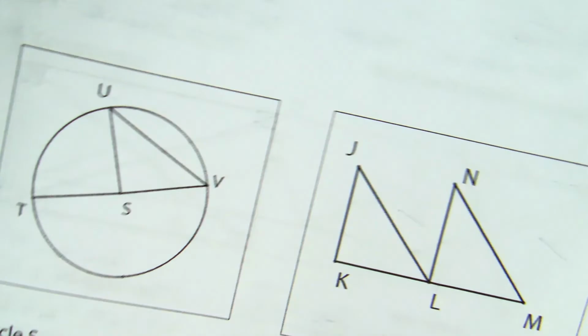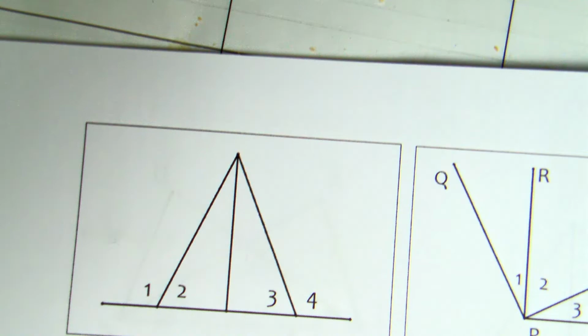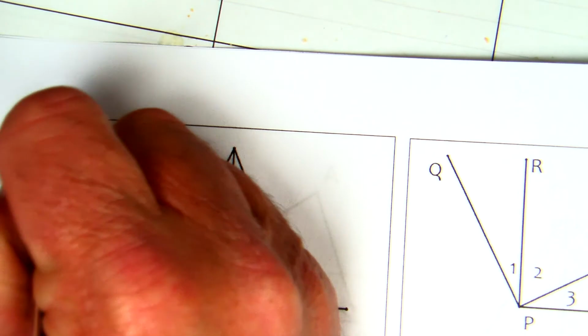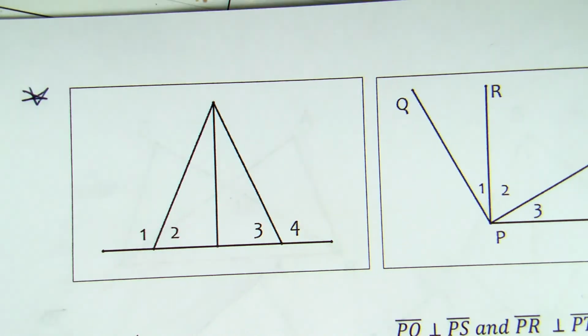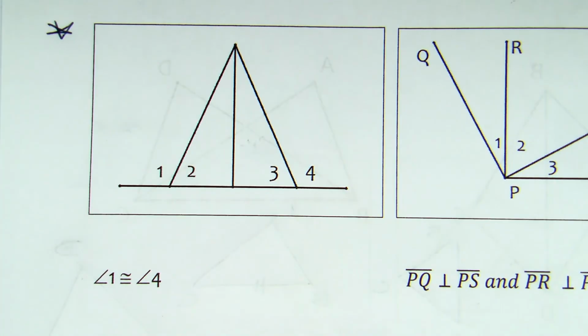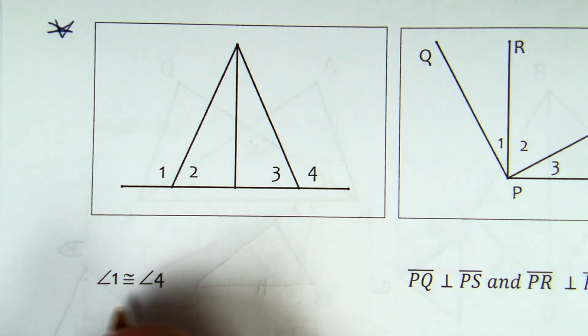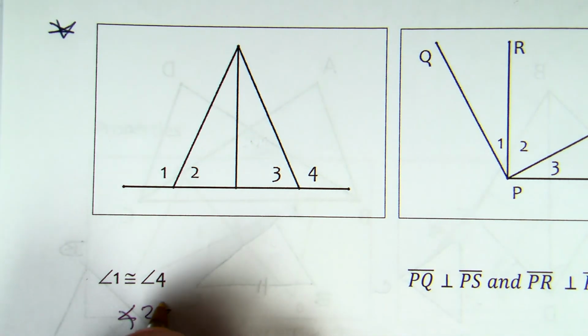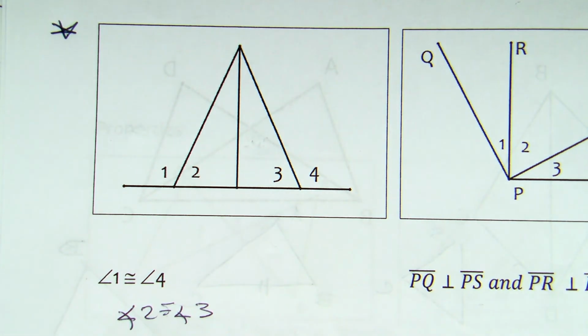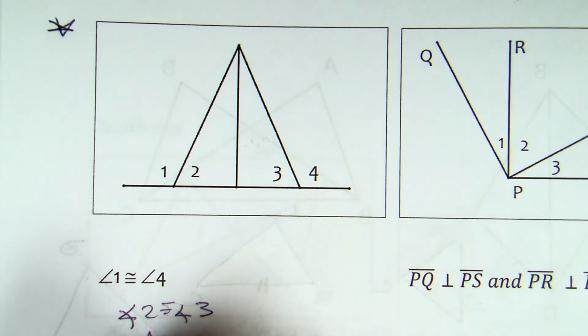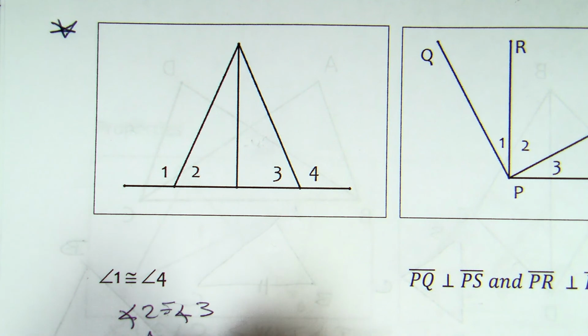All right, on the back, you definitely need to know this. If angle 1 is congruent to angle 4, they form what with 2 and 3? What are they called? Linear pairs. So angle 2 is congruent to angle 3, because linear pairs are what? Supplementary. But rather than write all that, we're just going to say congruent supplement theorem.